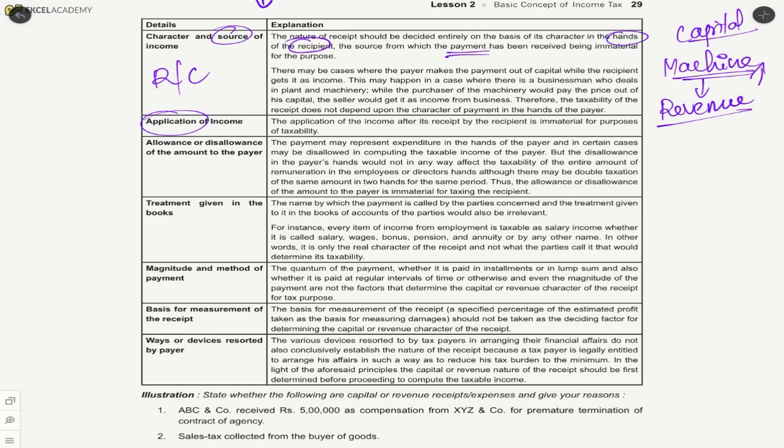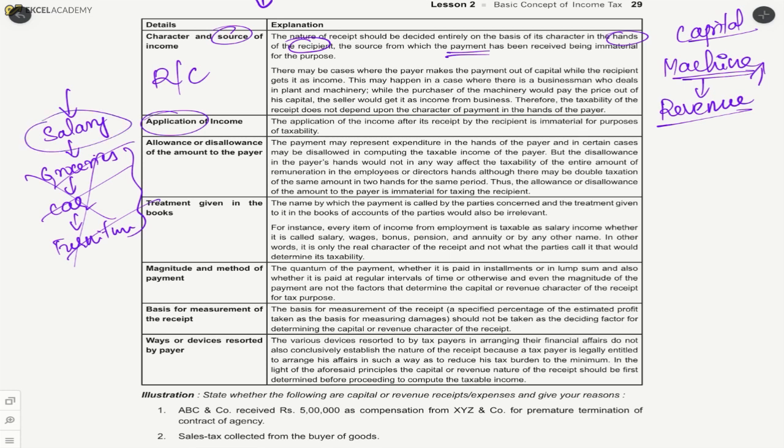Application means for what purpose we will utilize that. Let's say we have received some amount by way of salary. We may utilize it to buy groceries, or to buy some asset, or maybe something else. It doesn't really matter. Whether you buy groceries or a car or furniture, for us what matters is the nature of this item, that is the income, not necessarily how you apply that particular income.